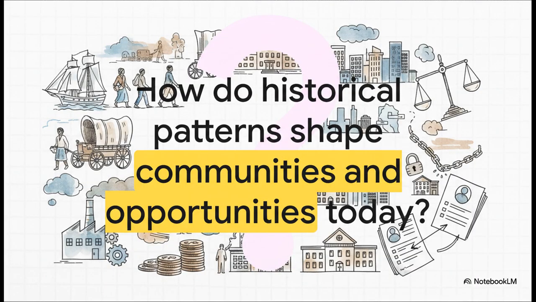So what's the big takeaway from all this? It's that the map is not a static object. It is a living document. The patterns we see on it today are the direct result of everything we've talked about: forced migration, huge economic shifts, discriminatory practices, and the ongoing struggle for equality. Which leaves us with a final question to really think about. When you look at your own community, how do these historical lines on the map continue to shape things like access to good schools, jobs, and justice today?